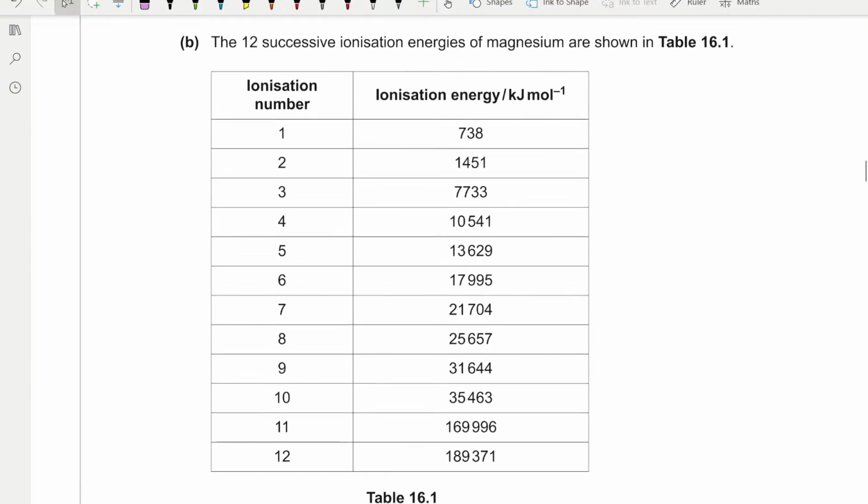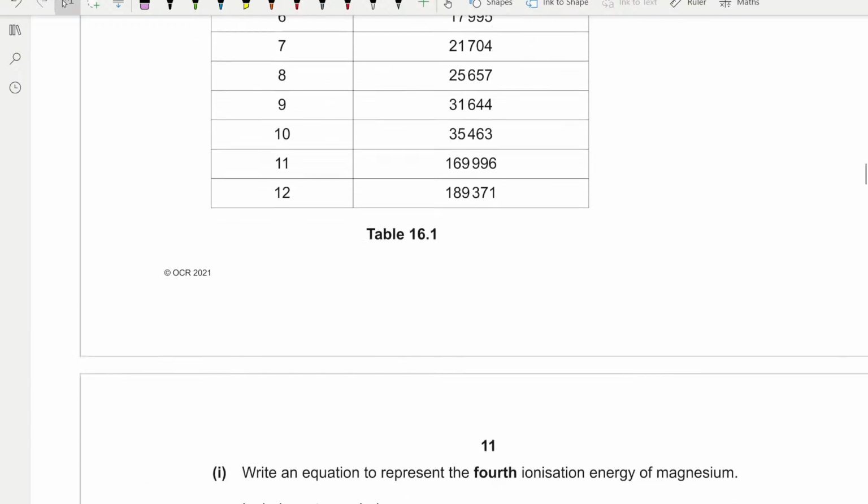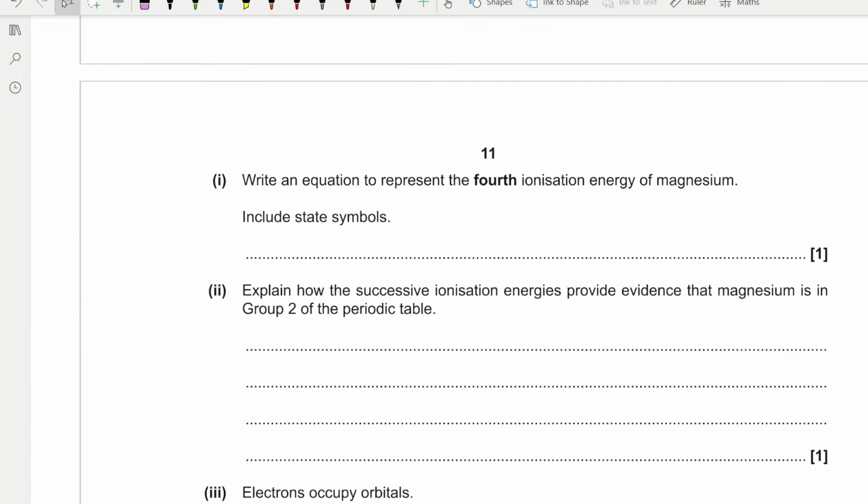Part B. The 12 successive ionization energies of magnesium are shown in table 16.1. Write an equation to represent the fourth ionization energy of magnesium. Include state symbols, so that's very important to include state symbols. You won't get the mark because the definition of ionization energy, or at least the first ionization energy, is the energy required to remove electrons from one mole of gaseous atoms to form 1 mole of gaseous 1 plus ions.